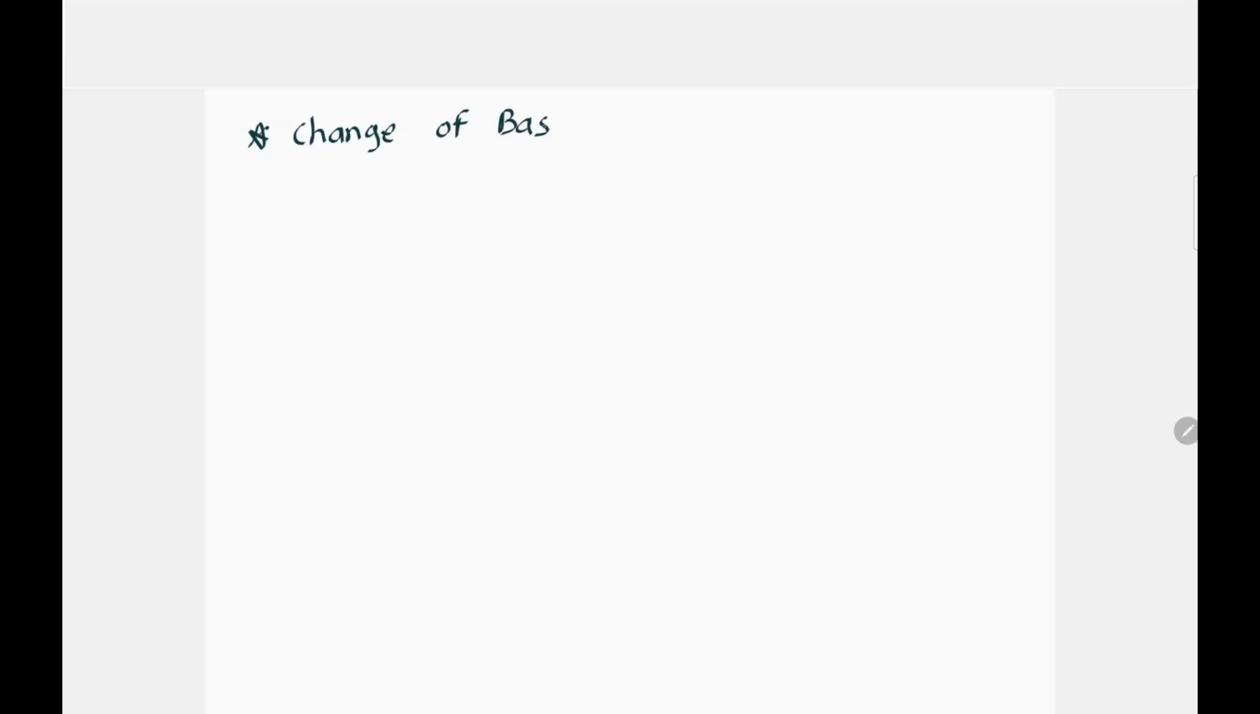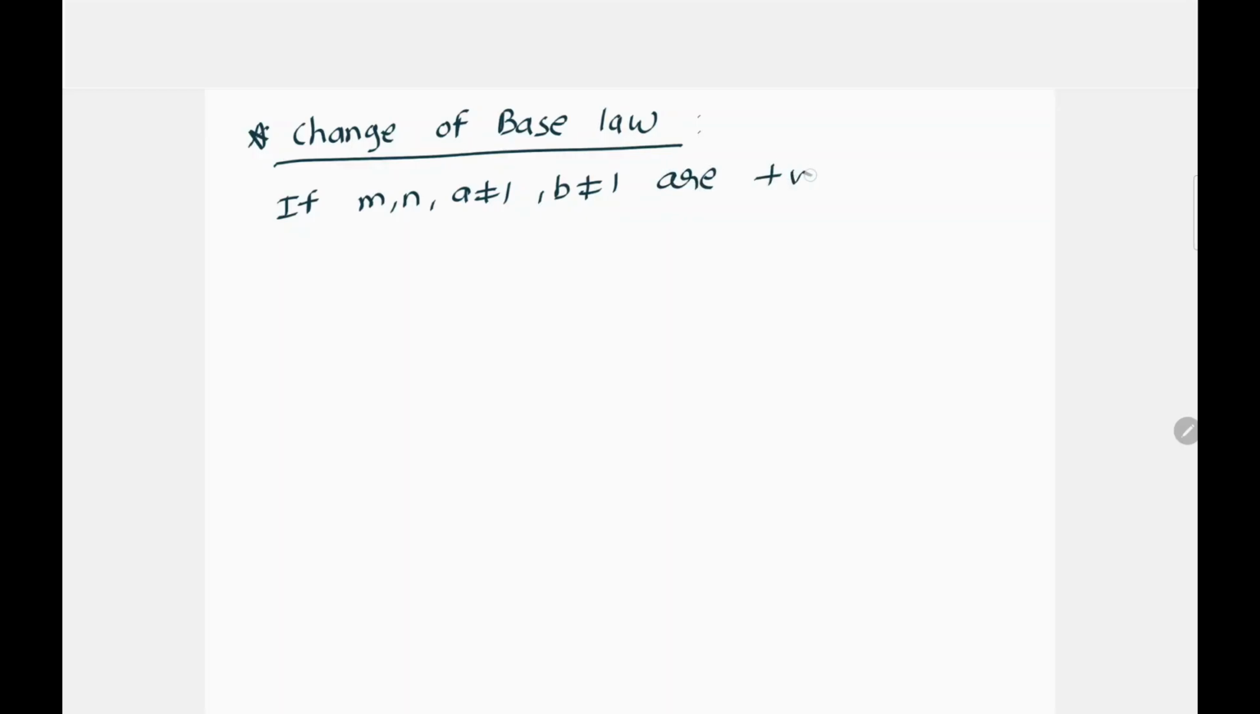Now, change of base law. This law we can use for solving the examples. The statement: if m, n and a not equal to 1, b not equal to 1 are positive real numbers, then log m to the base a is equal to log m to the base b upon log a to the base b.